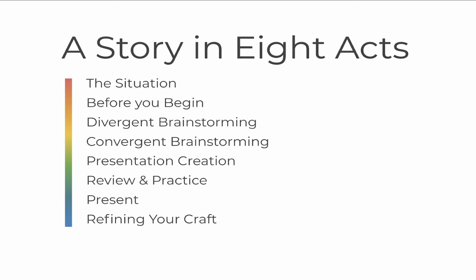First, we'll start with the situation that gives rise to the need to tell a story. We will discuss some things to keep in mind before you begin this journey. Then, we will jump into the brainstorming, which we'll explore in 2 parts. First, in the divergent brainstorming, we'll go broad, and then the convergent brainstorming will bring it all back together.